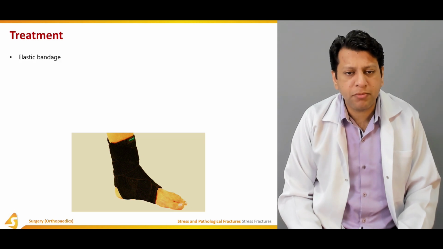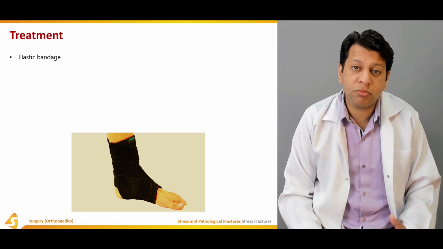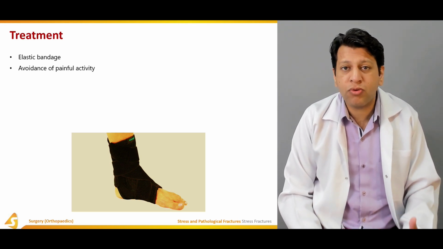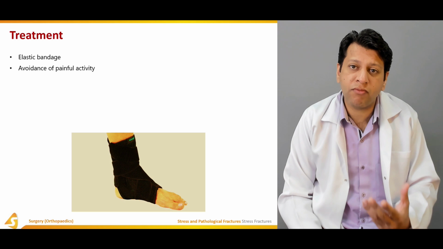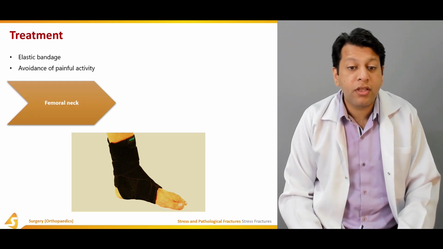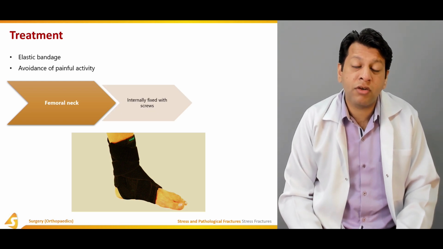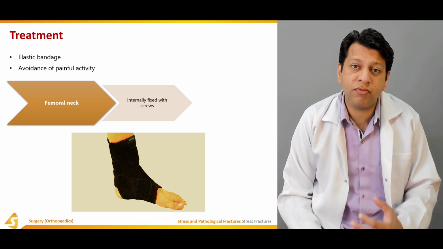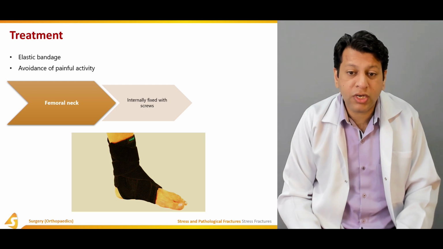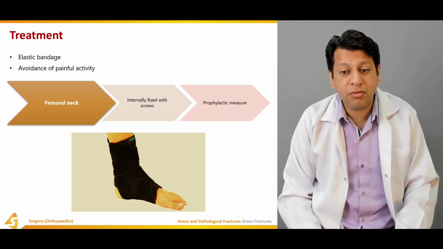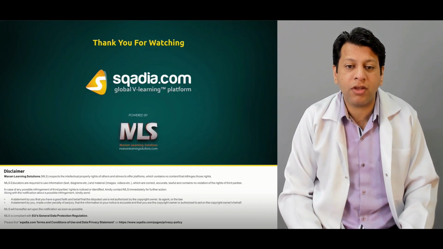Now coming to the treatment. Initial treatment starts with an elastic bandage, which probably needs some kind of support and splintage. First and foremost is avoidance of the painful activity, and we have to prevent the repetitive stress which is causing the microtrauma. If it's the femoral neck which is involved, sometimes it cannot be treated conservatively because there is a very high risk of this developing into a complete femoral neck fracture and eventually leading to avascular necrosis. So that has to be internally fixed with screws, and sometimes they have to be fixed prophylactically with screws when we are suspecting femoral neck fractures.